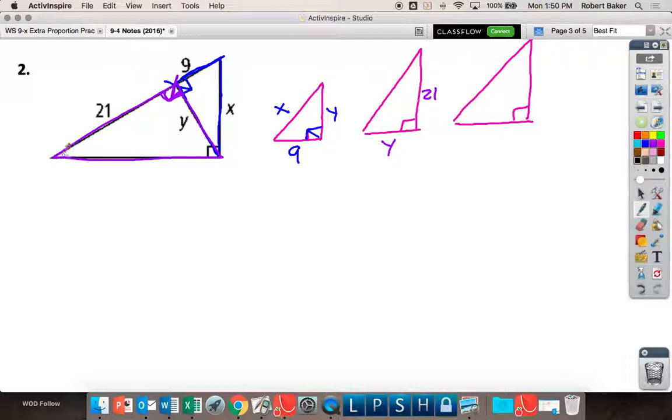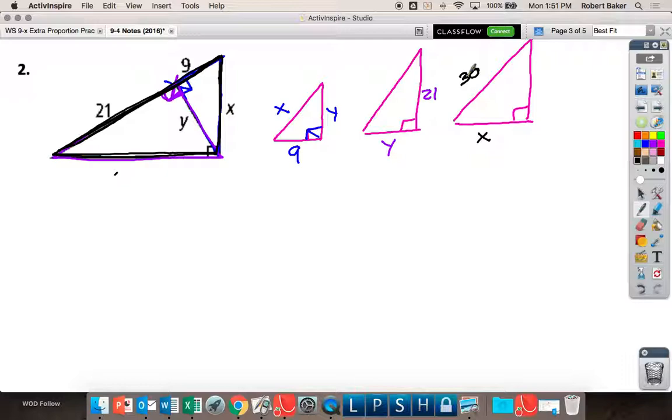21. Now I've got the big triangle. On the big triangle, what's the short side? X. Do I have a long side? Is there anything written right here on the long side? No. What's the hypotenuse? 21 plus 9 is 30. So here's the scenario where I'm going to use those triangles to solve for x and solve for y.